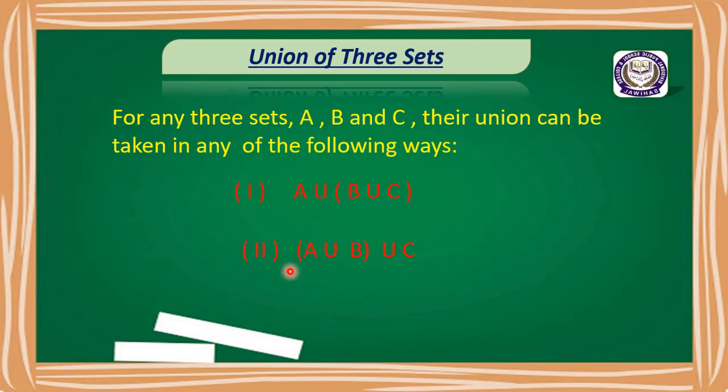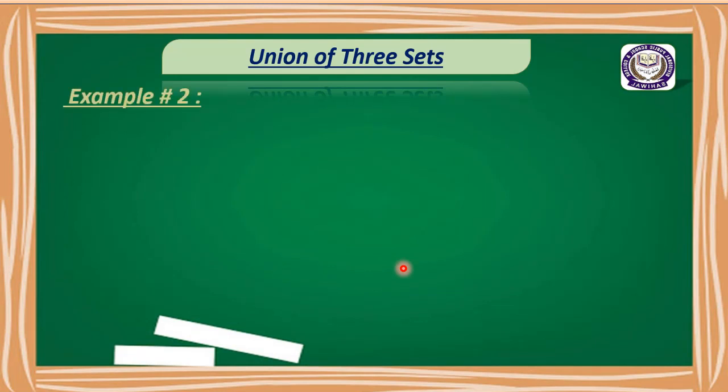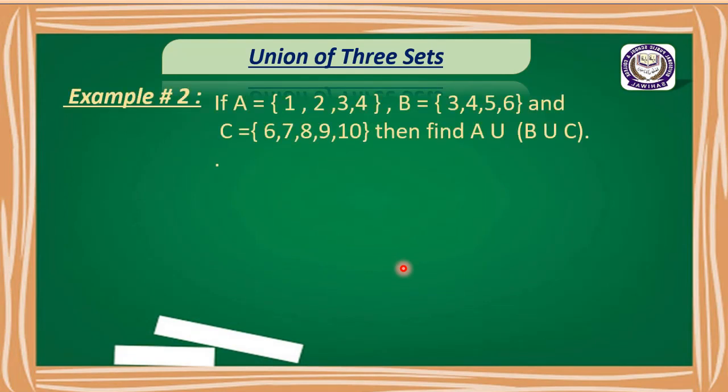सेकेंड हमारे पास क्या है? सबसे पहले हम A union B लेंगे. Then जो हमारे पास रिजल्टेंट सेट आएगा उसका हम C के साथ यूनियन लेंगे. फॉर एग्जाम्पल आप इसको ऐसे समझ सकते हो कि जैसे हमारे पास A is a set which has elements 1, 2, 3, 4 and B is a set which has elements 3, 4, 5, 6 and C is a set which has elements 6, 7, 8, 9, 10.